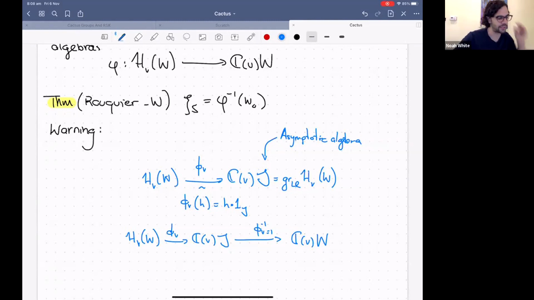But I don't know how you would categorify this, though that's something you might want to try if you wanted to find a way to categorify the Cactus Group.